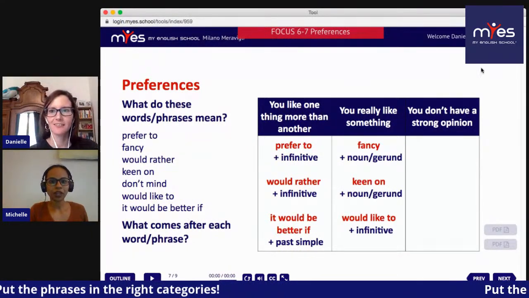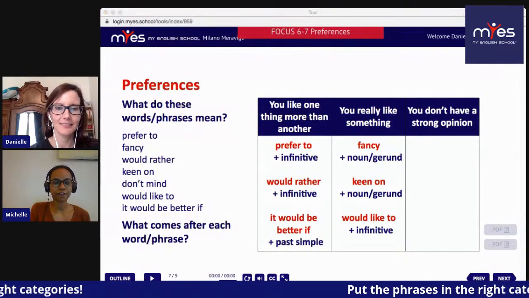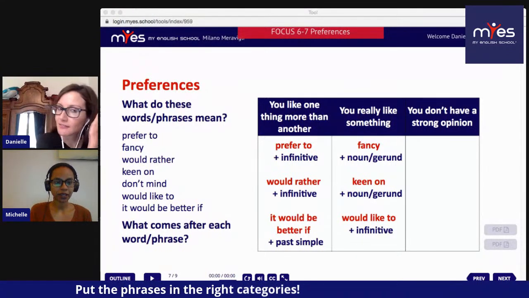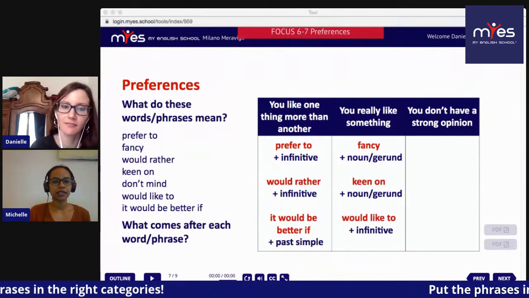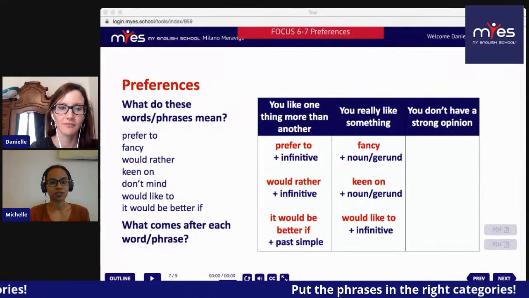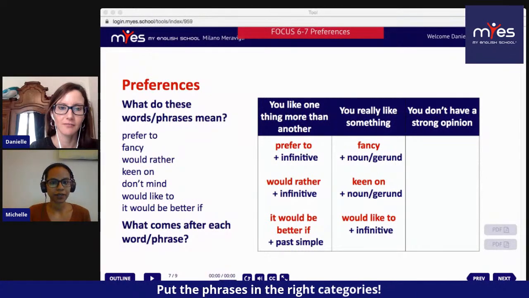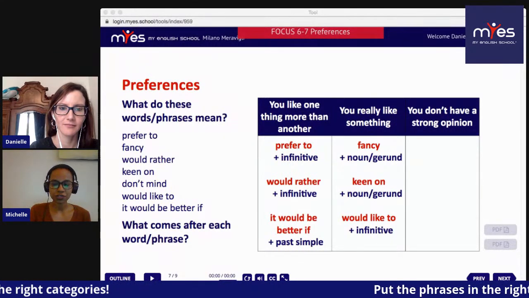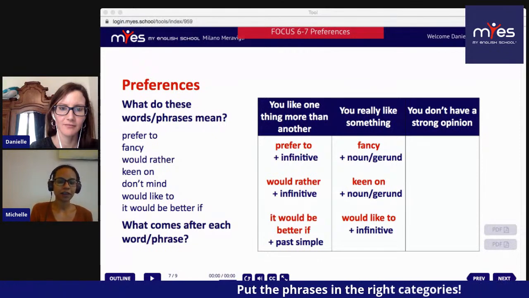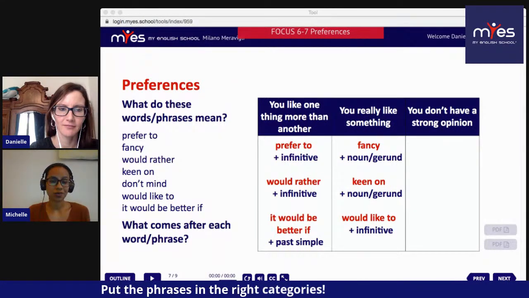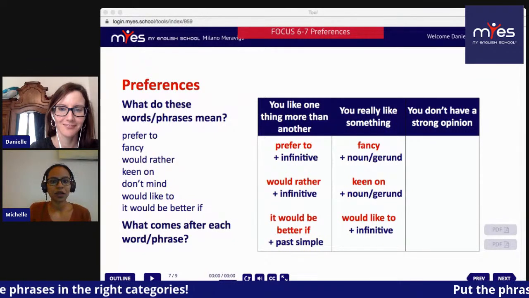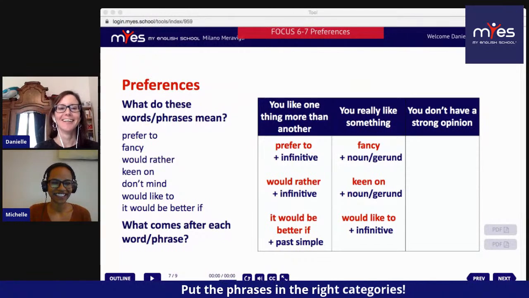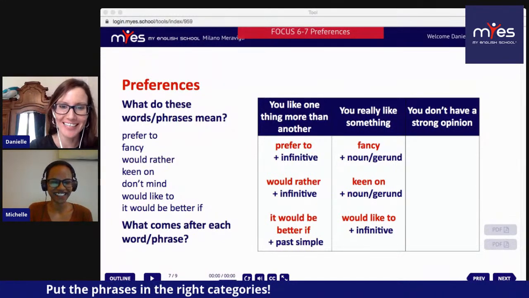Sure. So in this column, you have fancy. So remember, it's the column where you really like something, and fancy translates into something you desire or something you really like. And we usually follow fancy by a noun or a gerund. For example, I fancy wine. So I really like wine. Or I fancy drinking wine.